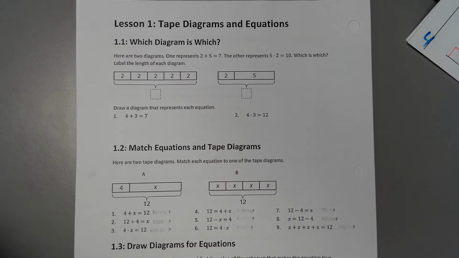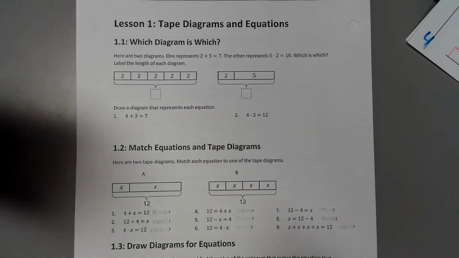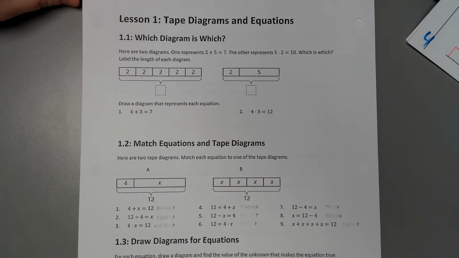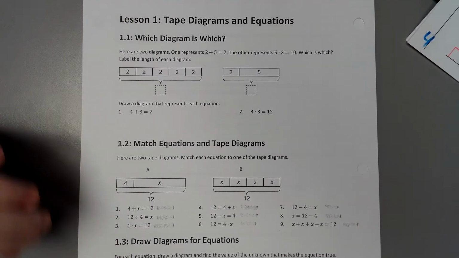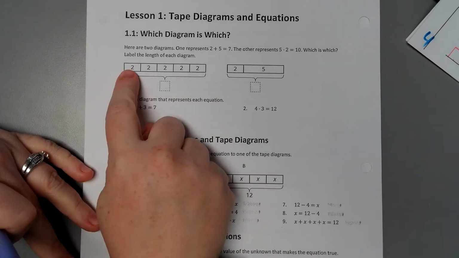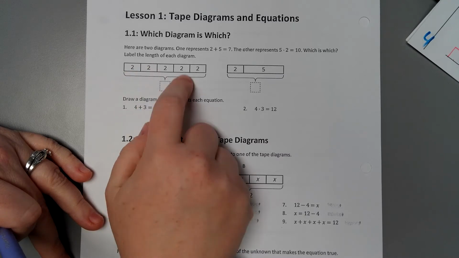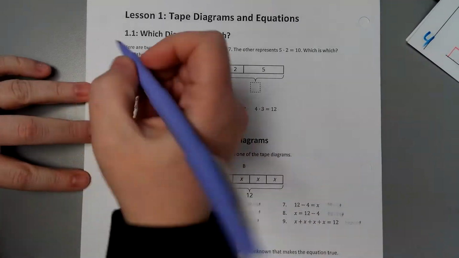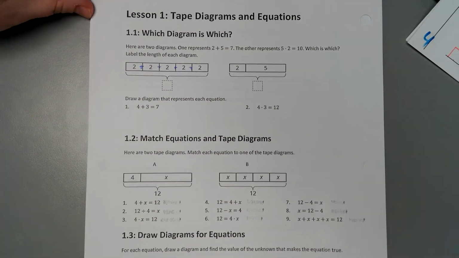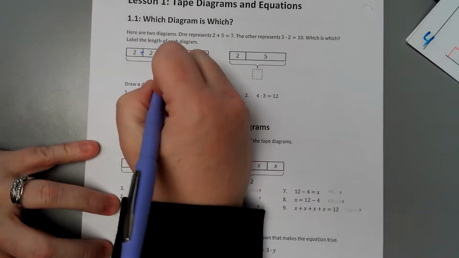Which diagram is which? Here are two diagrams. One represents 2 plus 5 equals 7, and the other represents 5 times 2 equals 10. Which is which? Label the diagram, length of each diagram. So let's see. So this first one we have 2 plus 2 plus 2 plus 2 plus 2. What do we get when we add those all up? We get 10.